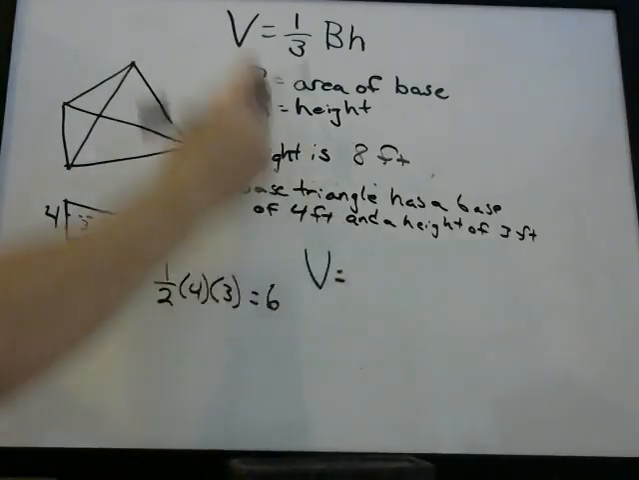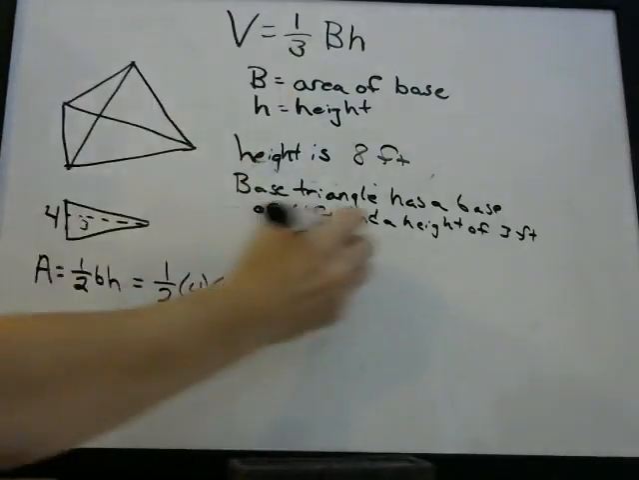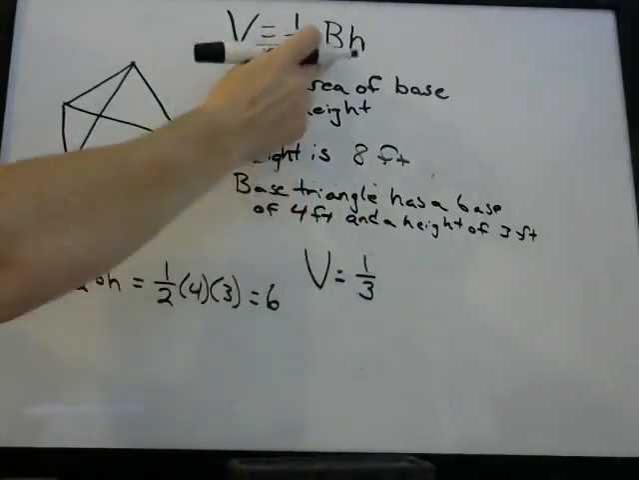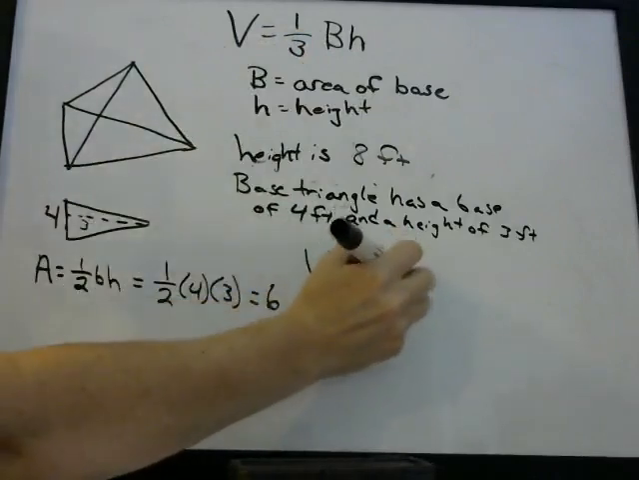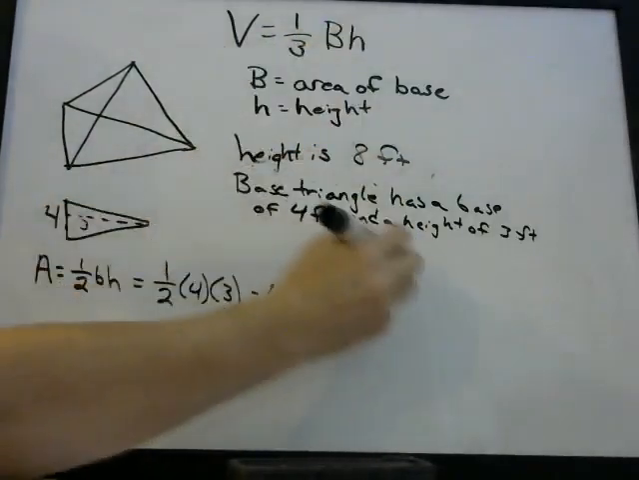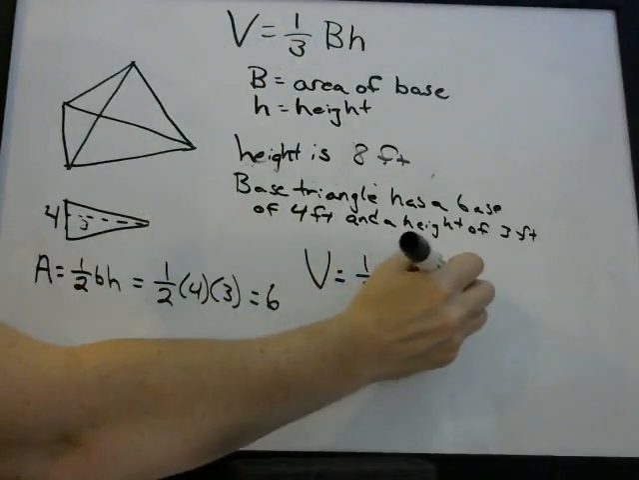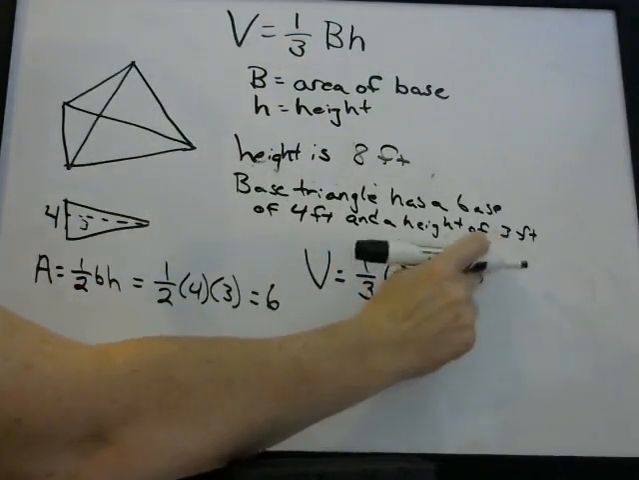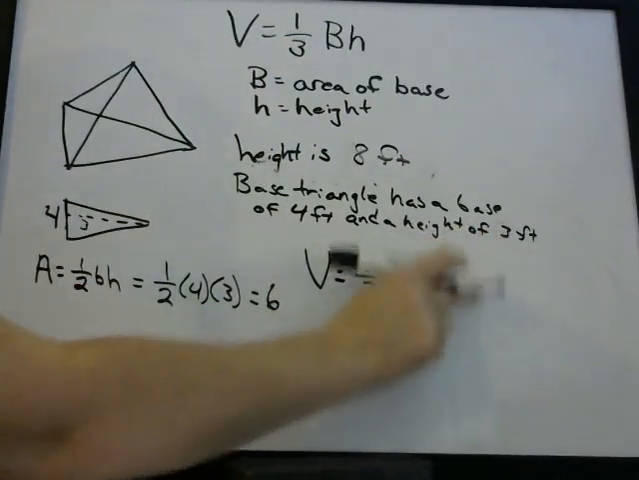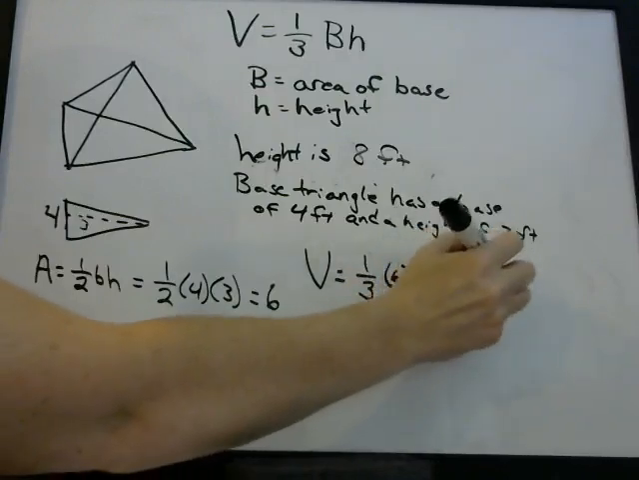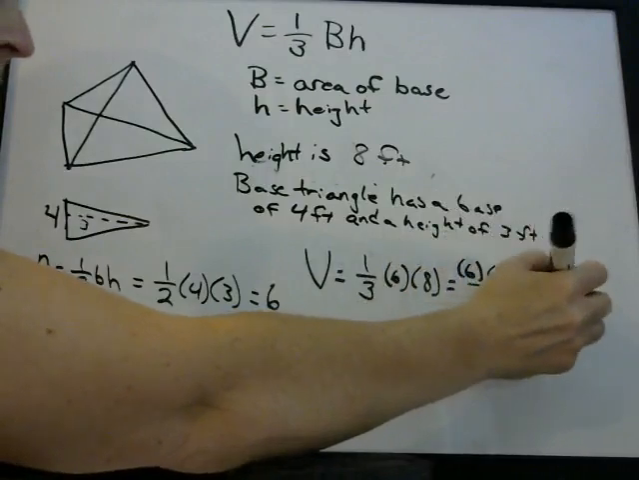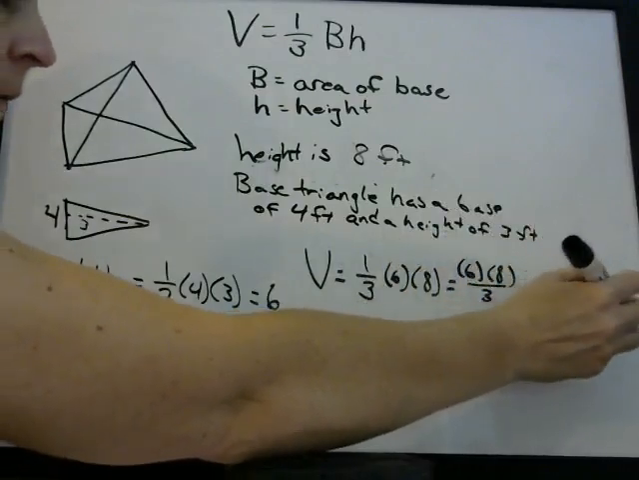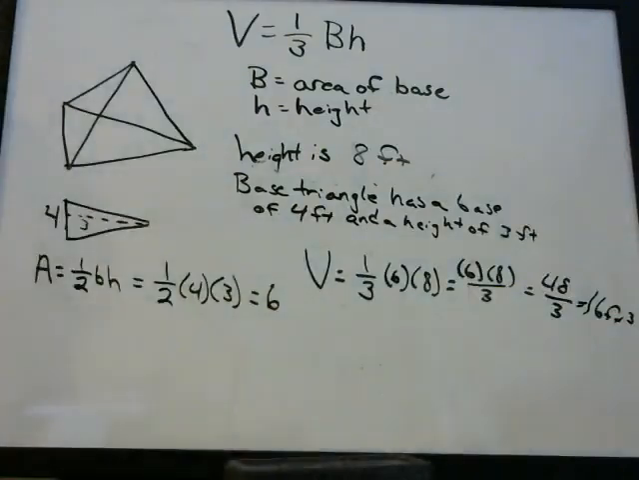So our volume, same formula for the volume, 1/3 B, which is the area of the base, which we just found, since it's a triangle, to be 6, times height. And they told us the height is 8 feet. Equals 6 times 8 divided by 3. 6 times 8 is 48 divided by 3 equals 16 cubic feet. So the answer here is 16.